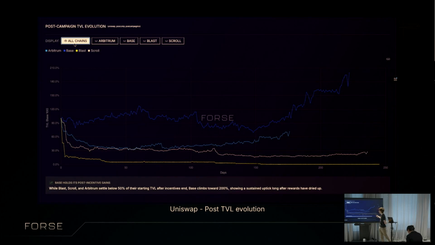Arbitrum is also down, Scroll is also down. So picking the right blockchain for your liquidity incentive program is also very important. Because if they hadn't invested into Base, this program would have been a large disaster.